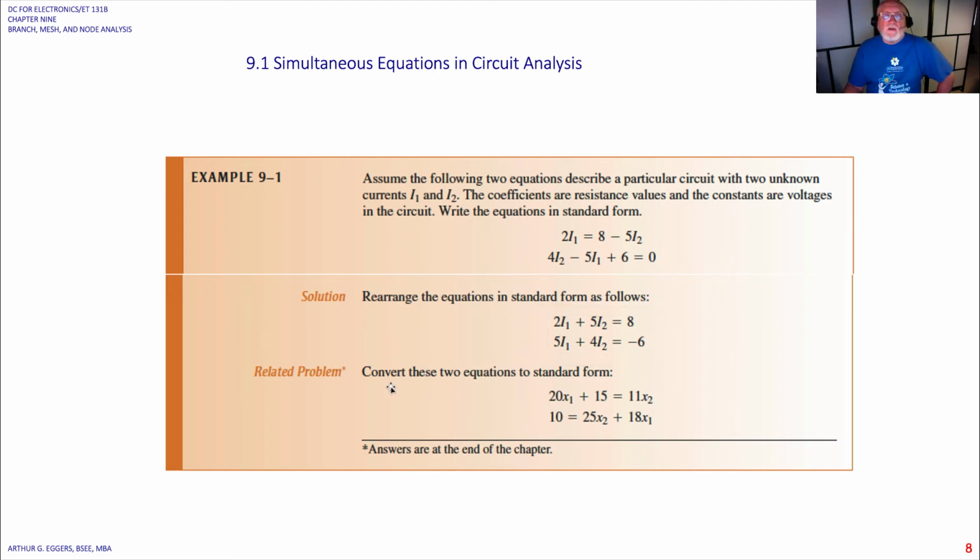So now we need to convert these two equations into standard form. That was our task in getting this set up. If you want to do a little more work, try the related problem.